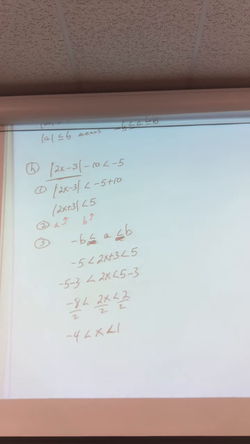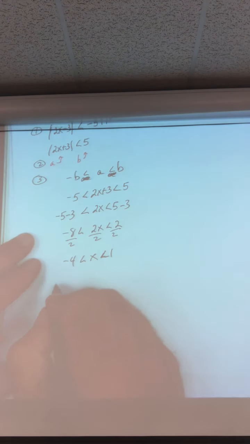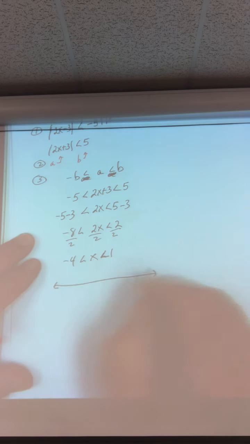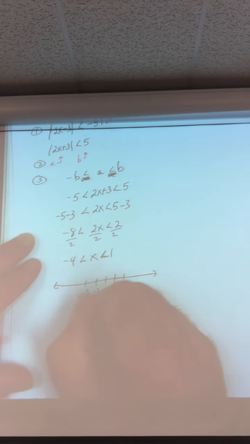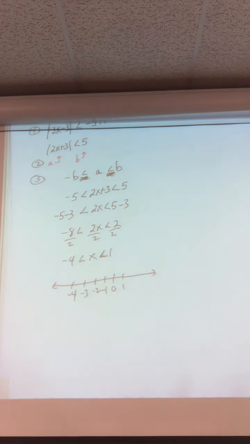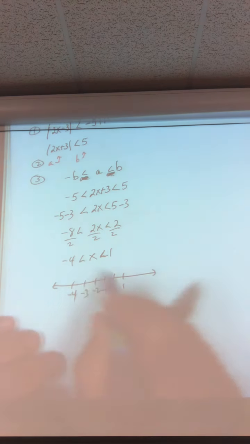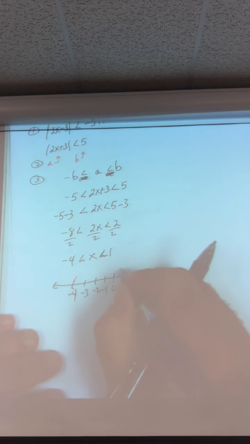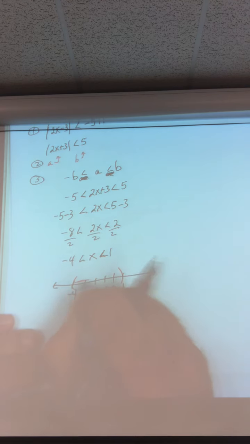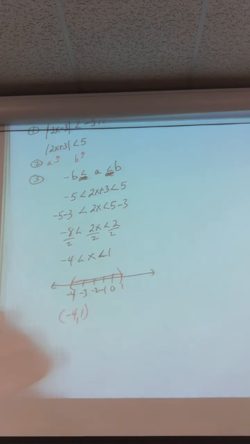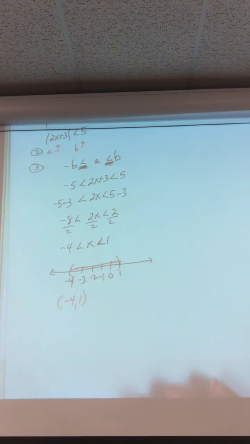All right, so this graph is everything from negative 4 to 1, no equal to's, so it will be a parentheses on both, and then the interval notation is everything from negative 4 to positive 1.